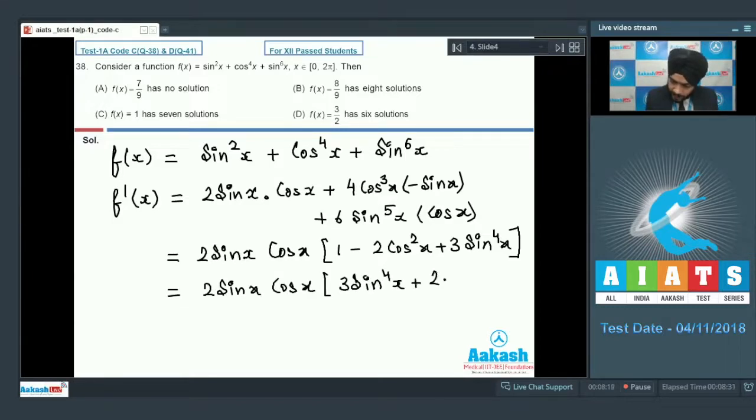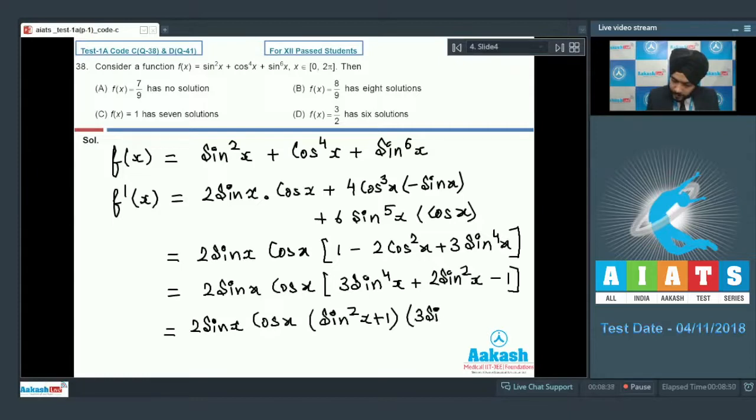plus 2 sin²x plus 1 minus 2, so it will be minus 1. Ultimately, it comes out as 2 sin x cos x into (sin²x plus 1) into (3 sin²x minus 1). You can factorize the square bracket over there. Okay, this is f'(x).